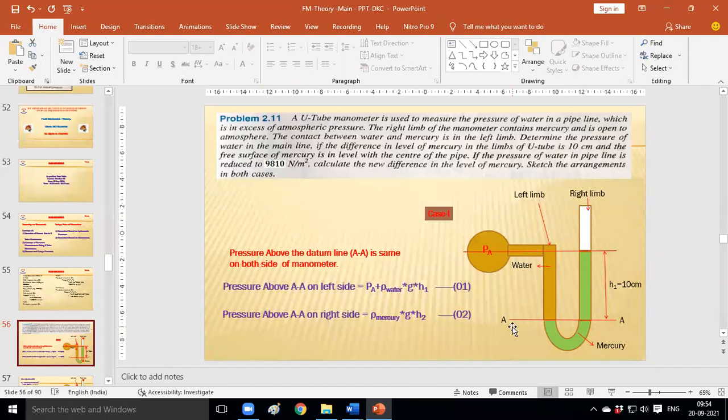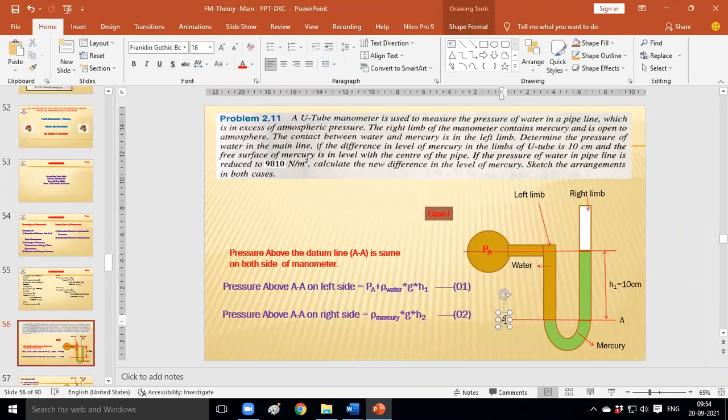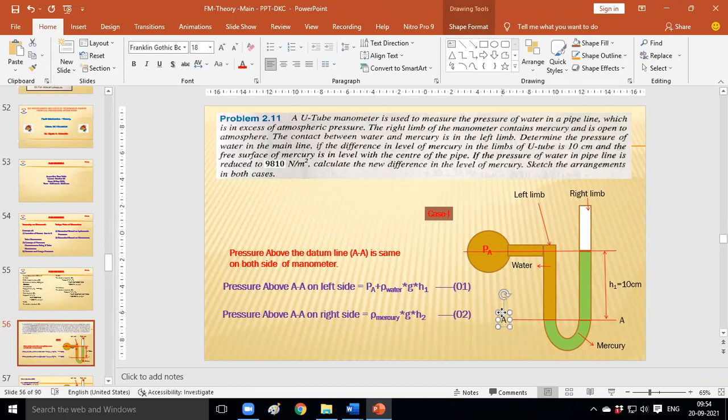And we need to mark the datum line. We have two horizontal lines in this figure. One horizontal line is shown as A dash, and another horizontal line is shown as B dash.